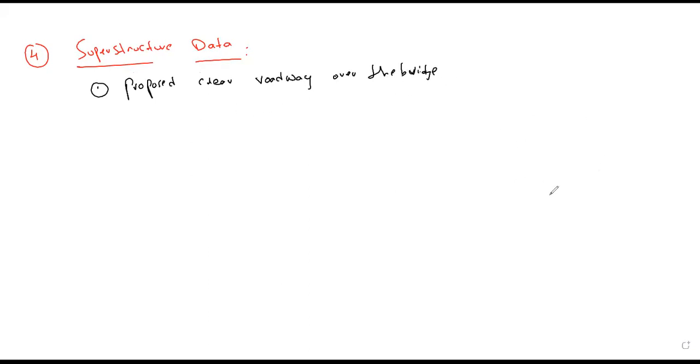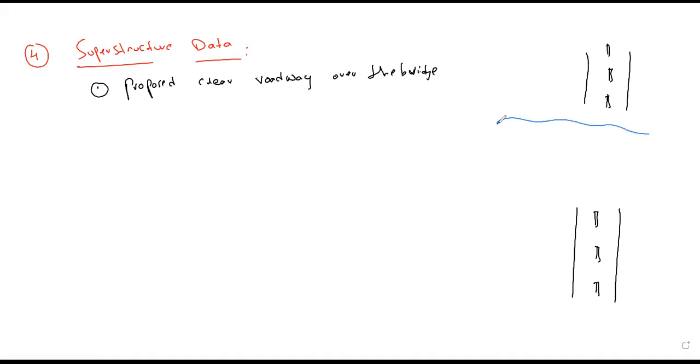Why? Because let's see, this is the existing road, and this is also an existing road. So there is a water stream which is flowing like this.